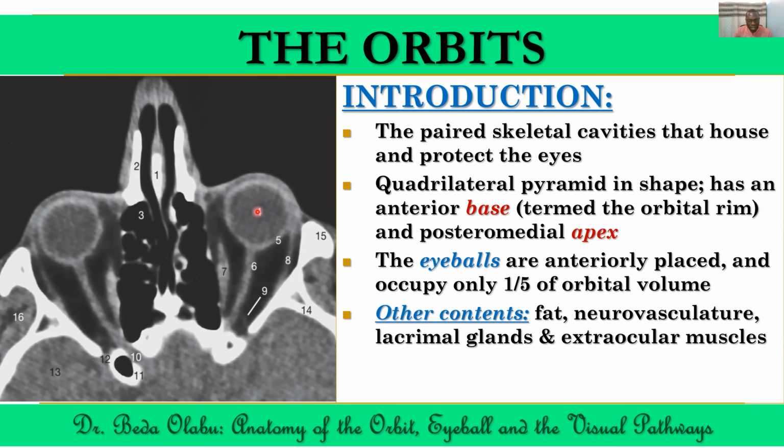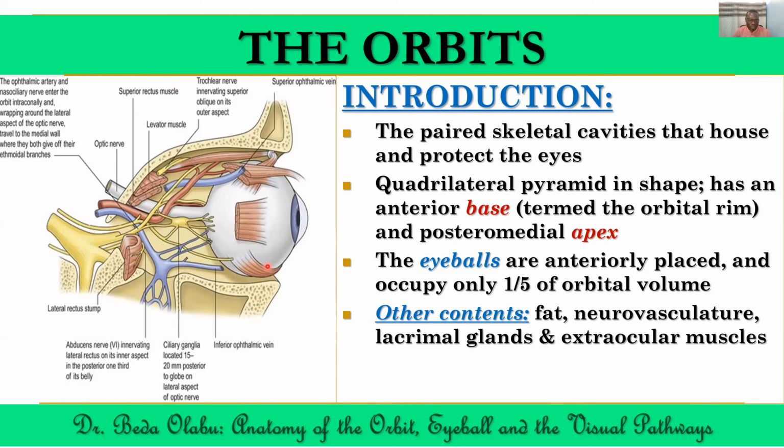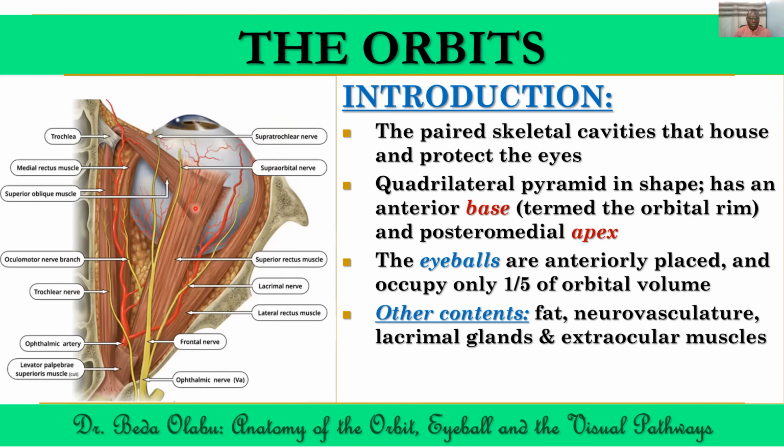Other than the globe, there are many other contents of the orbit, and we can just name them. We have fat tissue. We have a lot of neurovascular structures: arteries, veins, nerves. The lacrimal glands are also within the orbit, and extraocular muscles, which we'll be talking more about. This image shows you various structures found within the orbit, and also shows that slight protrusion of the eye beyond the orbital socket to increase the visual field.